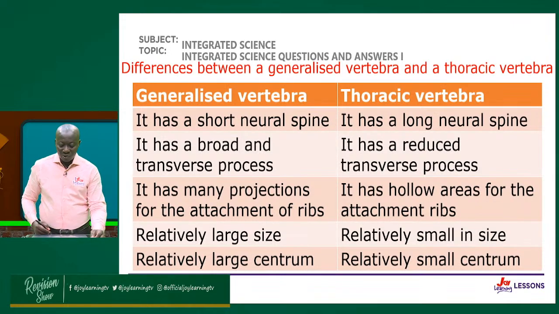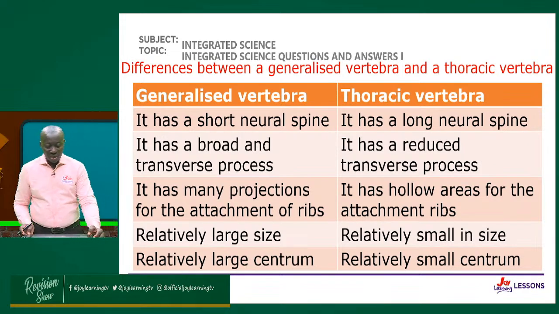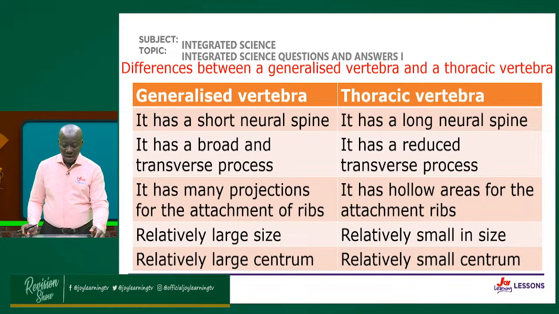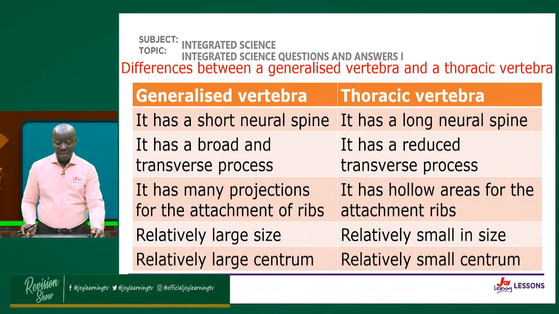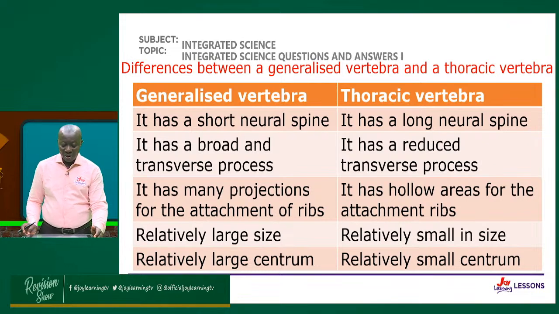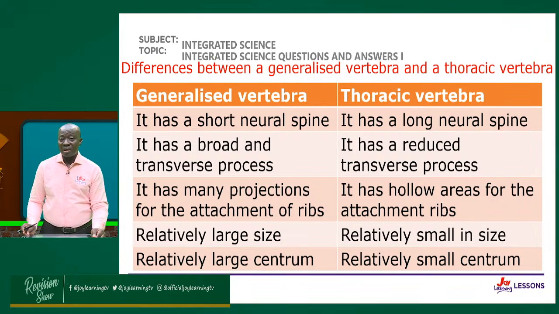So let's look at differences between a generalized vertebra and a thoracic vertebra. When you are asked to state at least two or three differences between a generalized vertebra and a thoracic vertebra, let us look at some of them. The generalized vertebra has a short neural spine; that of the thoracic naturally has a long neural spine. The generalized vertebra has a broad transverse process, but in the thoracic it's more reduced, very, very small. And the generalized has many projections for attachment of ribs, but the thoracic has hollow areas for the attachment of ribs.